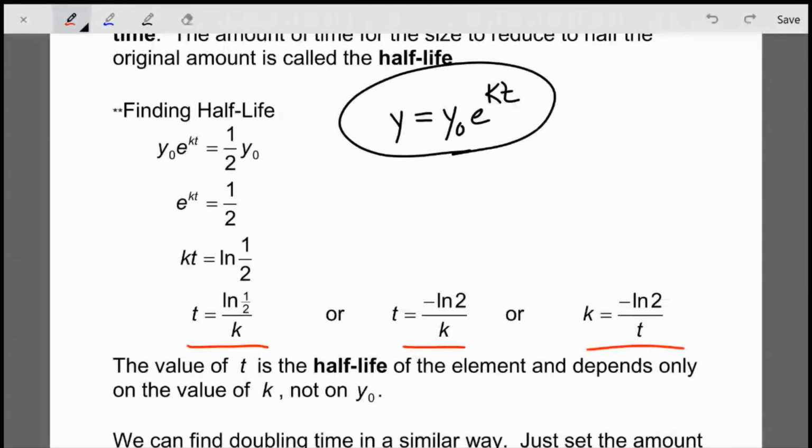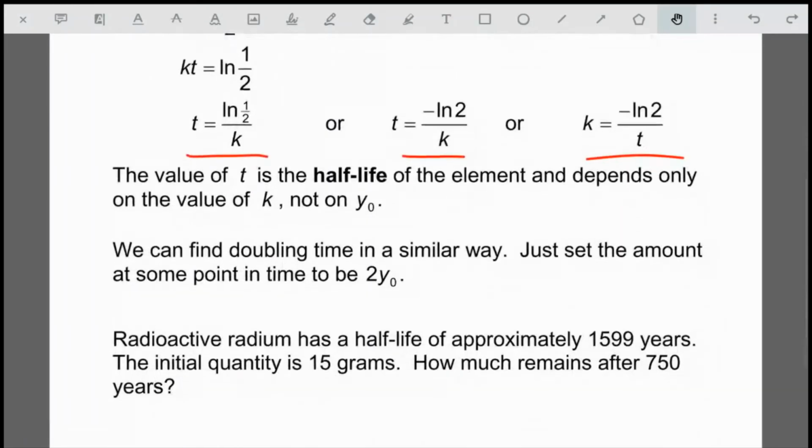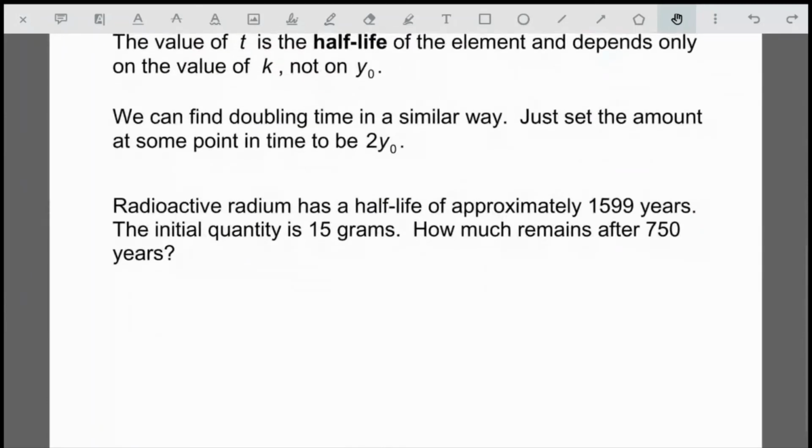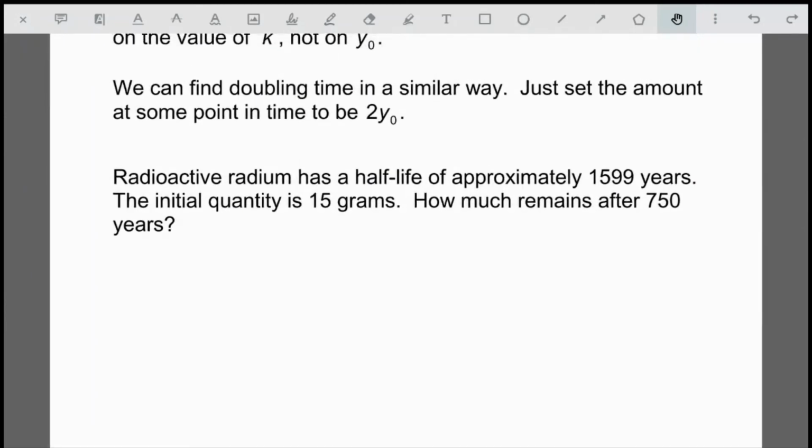You don't have to memorize those. It's very, very easy to find half-life just by setting your amount at your particular point in time to half of your initial, and then you can solve for the half-life or solve for the k value, but that's very easy to do. Okay, so let me show you an example that is just kind of an idea of the types of problems you're going to see.